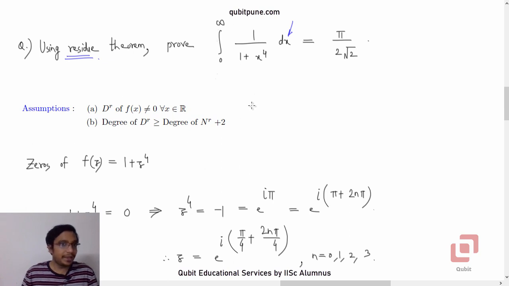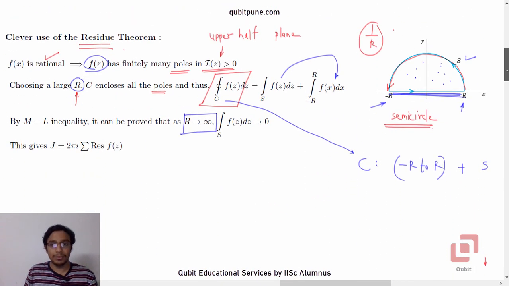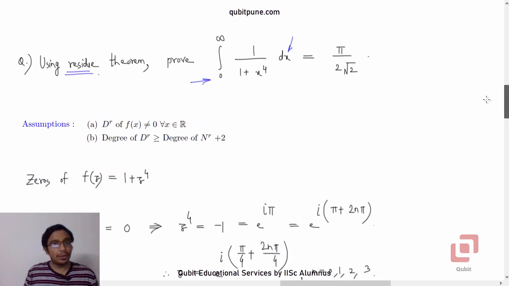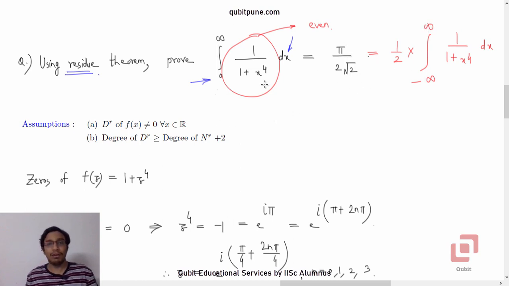Now the immediate question that you would ask is, here the lower limit is 0, and in the discussion it was minus infinity, so how are we going to do this? Note that this is an even function, because this is a real variable function. So this integral is actually 1 upon 2 times the same integral being evaluated from minus infinity to plus infinity. So if we manage to prove that the integral's value from minus infinity to plus infinity is pi by root 2, it automatically solves this problem.